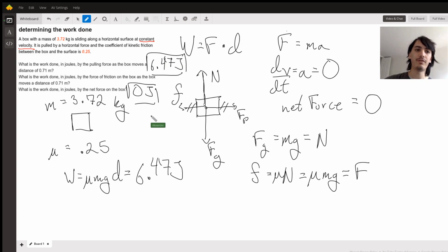Now, what about the frictional force? Well, if you notice, the frictional force is the same as the pulling force in magnitude, but in the opposite direction. So the overall magnitude of the work done by the frictional force is actually going to be the same as the work done by this pulling force. It's just that since the frictional force is pointed, say, that way, and the box is traveling that way, we're going to get a negative value here. So the work done by the frictional force is going to be negative 6.47 joules. And that's the solution to this problem.